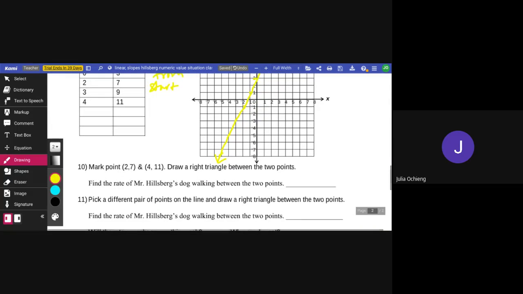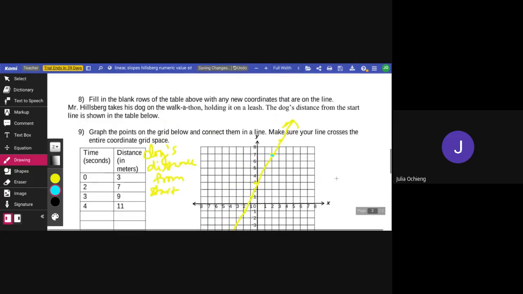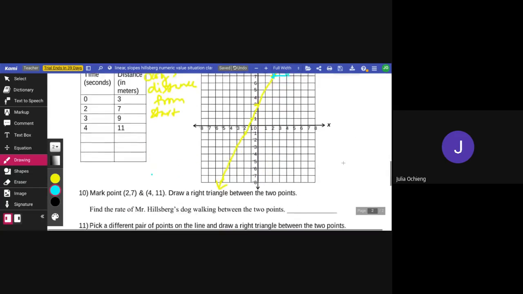All right, number 10, mark 2, 7 and 4, 11. Draw a right triangle between those 2 points. All right, we can do this. 2, 7 and 4, 11. We're going to go to 4, go straight up. It's around there. And there's my right triangle.